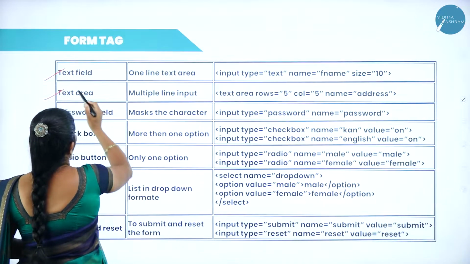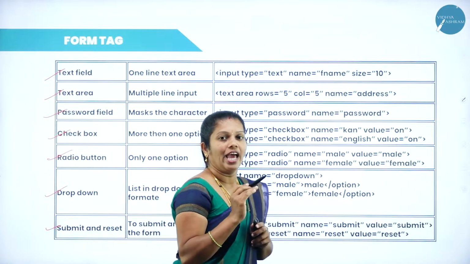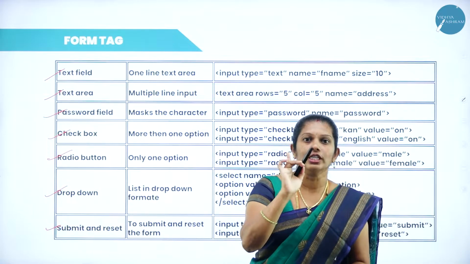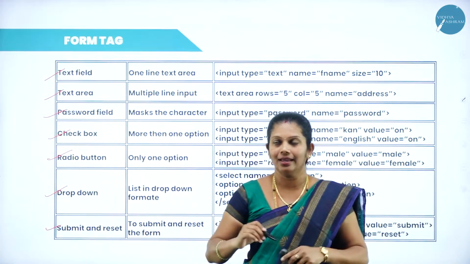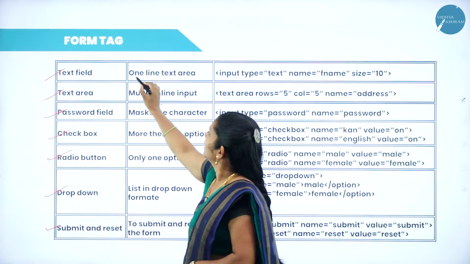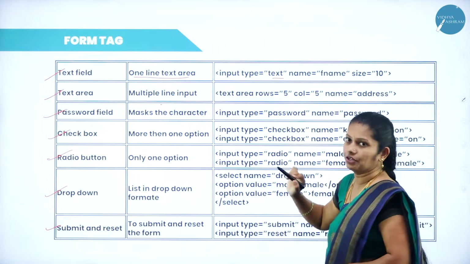First, we'll discuss the text field. This text field helps to input only one line of text. Only one line of text we can input here on the output screen. If I want to input one line of text, then compulsorily I have to mention input type equals text here.